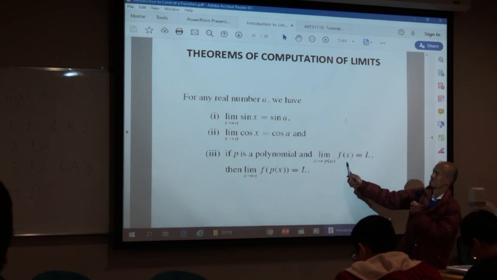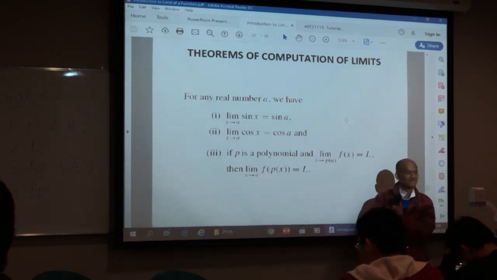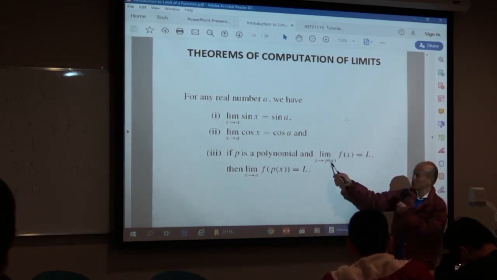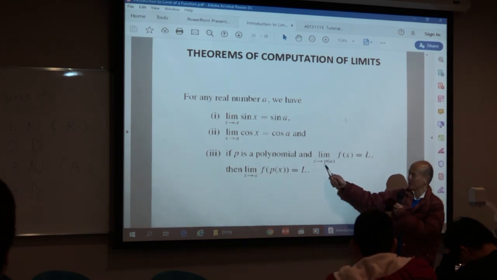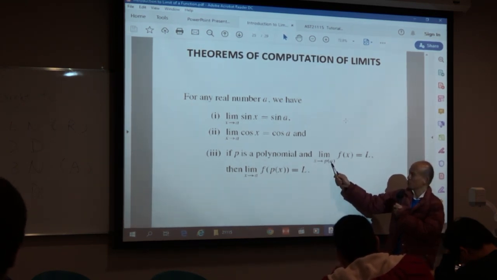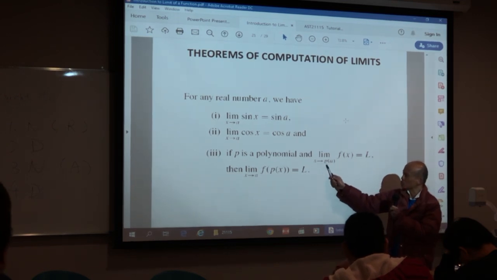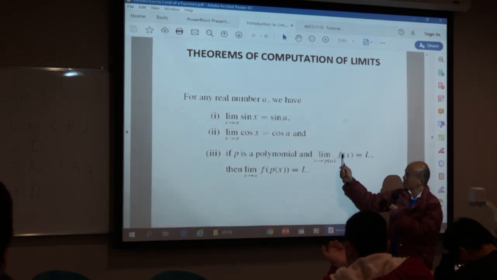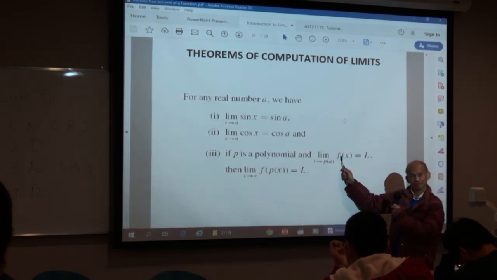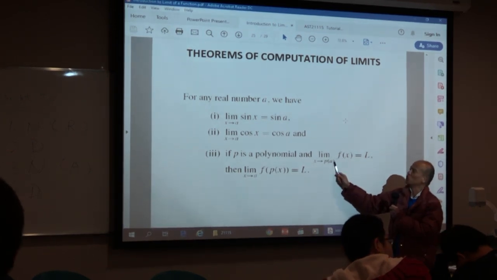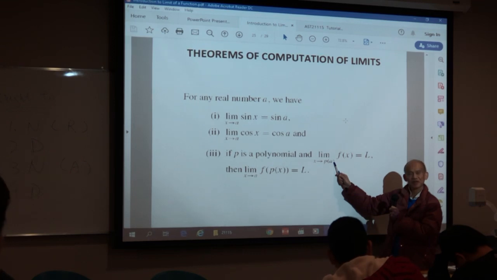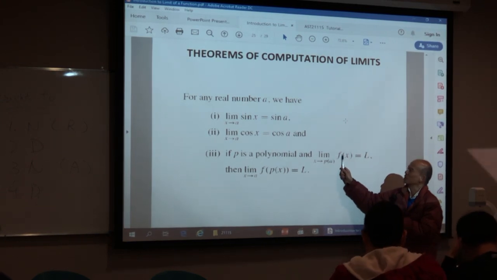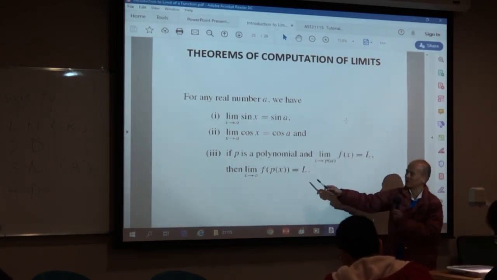And composite functions: x opposed to a functional value. Now this is the image of a under p. P is a function. Image of a under p. And x opposed to this image. The image is a number. X opposed to this number under f. Okay? It means you work out this first as a function, and then use this as an output to be the input of this function, and then determine the limit.